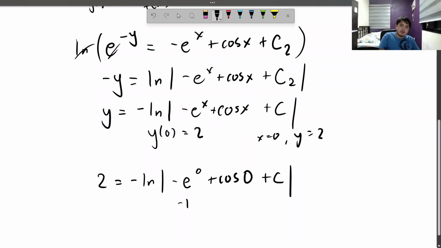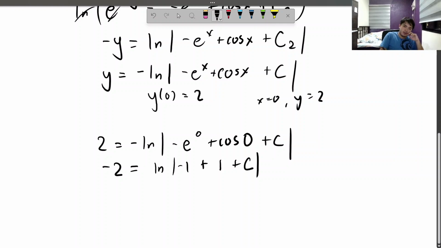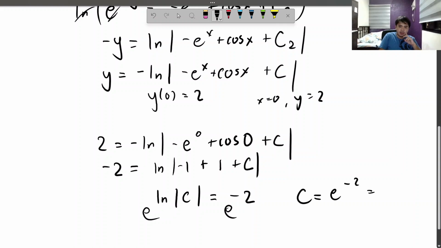Negative e to the 0 is negative 1, plus cosine of 0 is 1. Then c is just c. We don't know what it is yet. And then the negative here, actually, we can put that to the other side. So it would be easier to isolate c. Now, negative 1 plus 1 is 0. So ln of c equals negative 2. We raise e to both sides. We get that c equals e to the negative 2, or 1 over e squared if you're nasty.